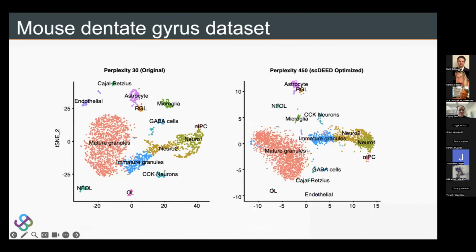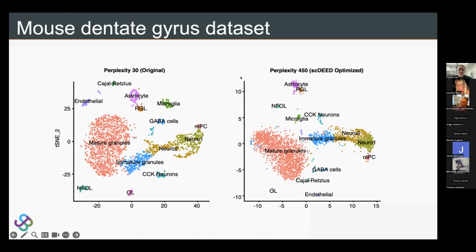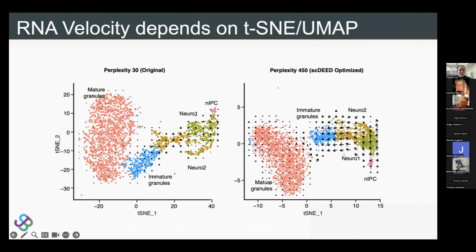Here we used the mouse dentate gyrus dataset, which is the dataset used in the tutorials for RNA velocity. The original one was done at perplexity 30. We applied scDEED and found the optimized perplexity to be 450. At first glance, these visualizations look very much the same. Maybe the relative location of the clusters around here have changed, but overall, pretty similar. However, the RNA velocity is totally different.